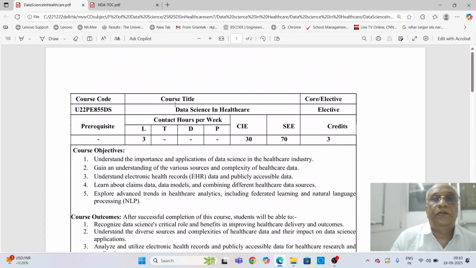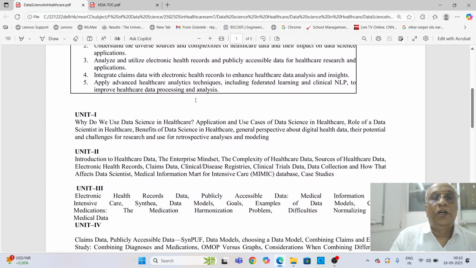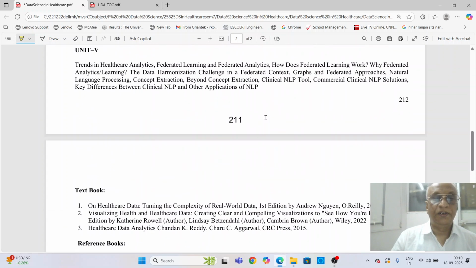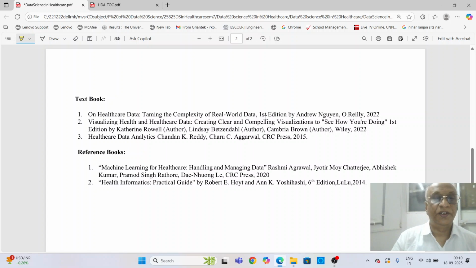For the subject data science in healthcare. In today's video, we'll be focusing on applications and use cases of data science in healthcare. For this, we'll be referring to this book by Chandan K. Reddy, Healthcare Data Analytics, Charu C. Aggarwal, CRC Press.